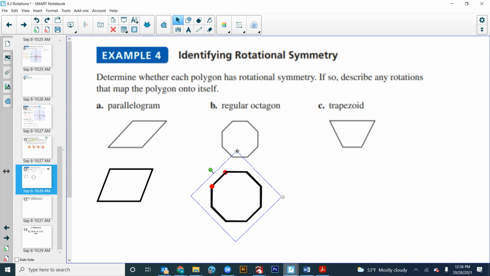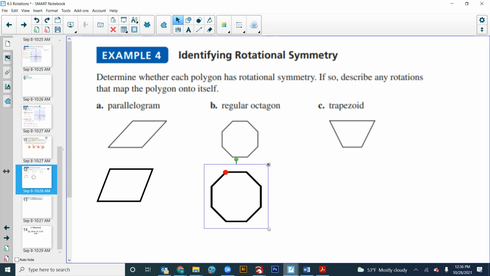Would you agree there's one? I started with the dot there. 2, 3. And you see there, it just doesn't look right. Not yet. 4, 5, 6, 7, and then the 8th one would bring it back to where it started.